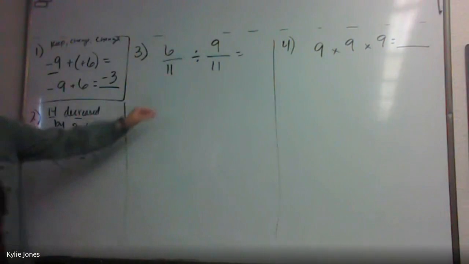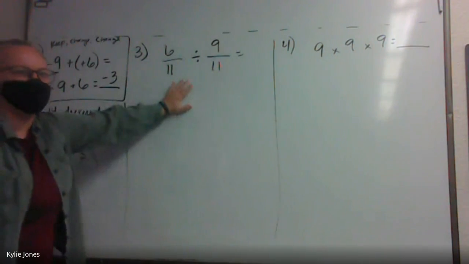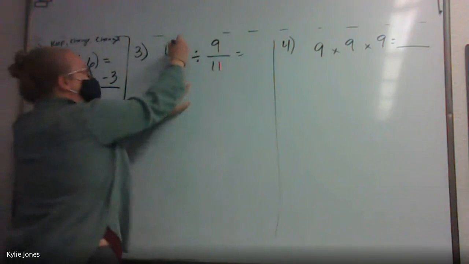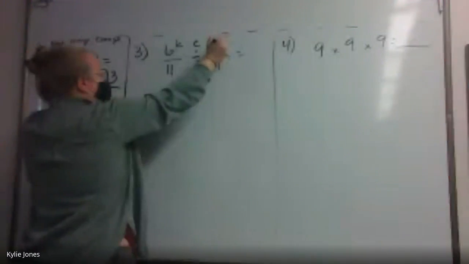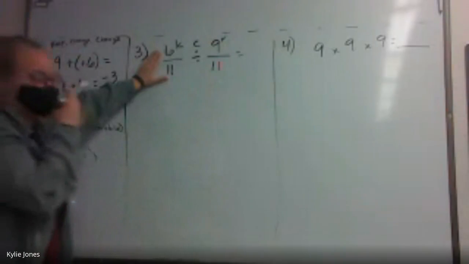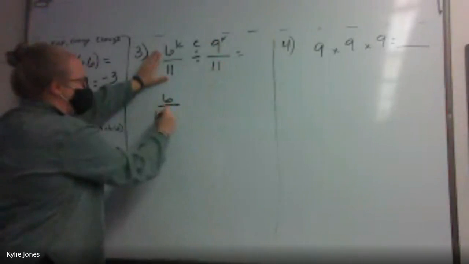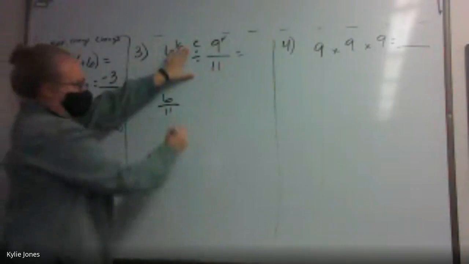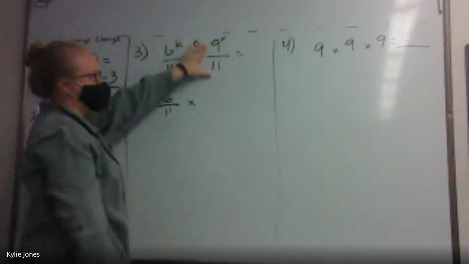Number 3, we're doing some division of fractions. You guys said keep, change, flip for this, but it actually goes for our fractions, right? Keep the first one, change division, flip the second one. So if I keep the 6/11, stays the same. 6/11. What do I change division to? Multiplication. And what do I flip 9 11ths to?